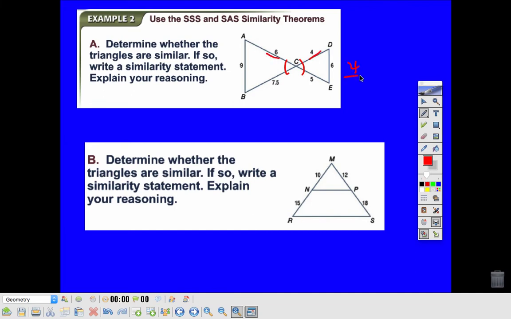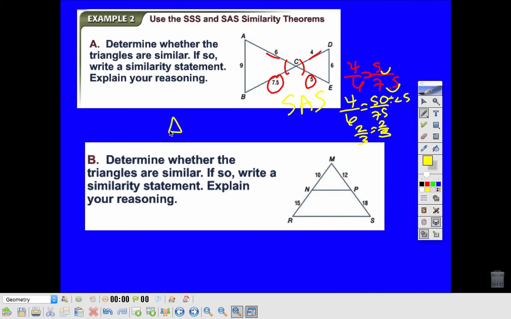So when we're doing this, 4 would go with 6, and 5 would go with 7.5. It's hard to tell with decimals, so if you move those both over, you get 4/6 equal to 50/75. You can reduce this one to 2/3, divide these both by 25, and you get 2/3. So by side, angle, side, we know that triangle, remember, be careful with this, triangle ABC is similar to triangle DEC.